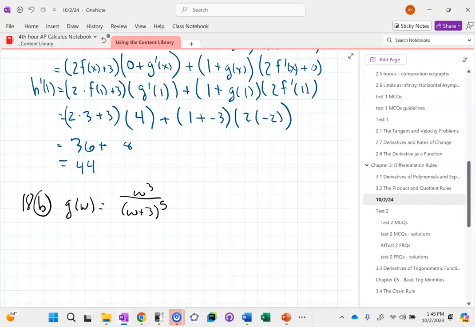As this is currently written, we do not know how to take the derivative of (w+3)^5. We will on Friday, but we don't know how to do it today. So what I'm going to do is start by expanding out (w+3)^5. To do that, I would use the binomial expansion.